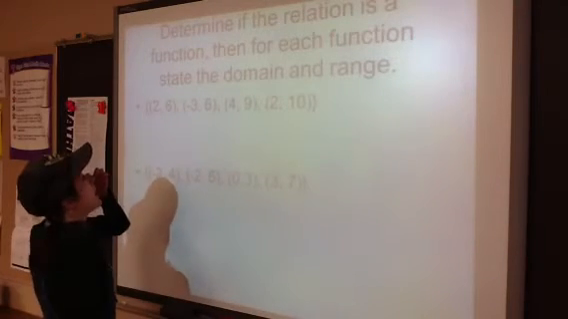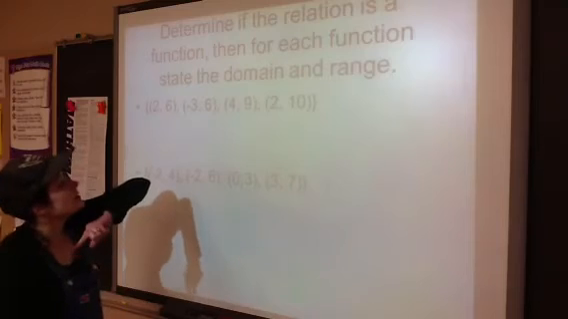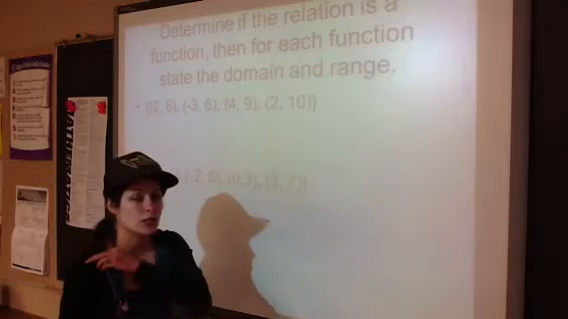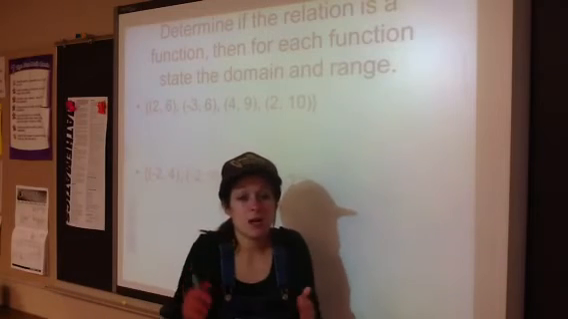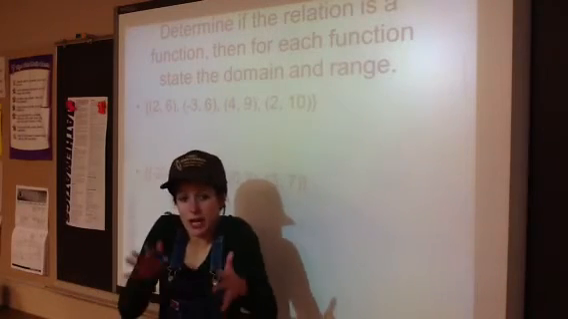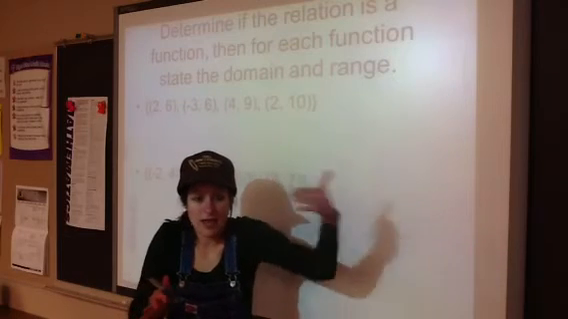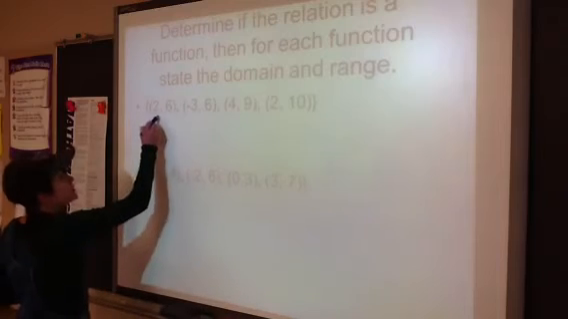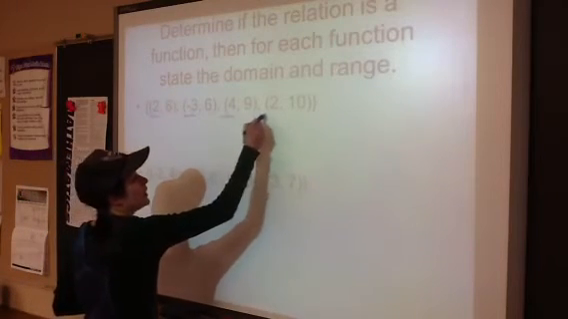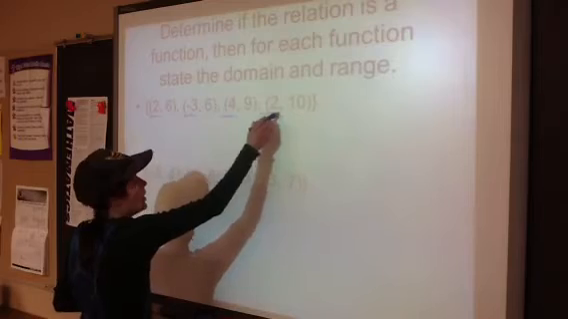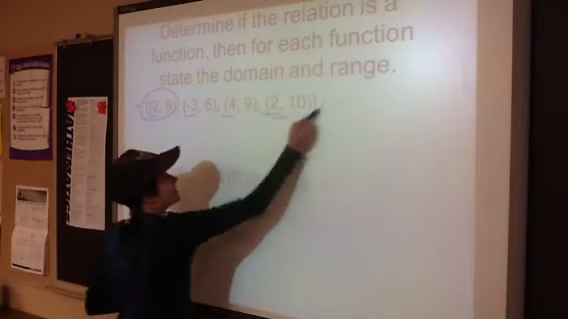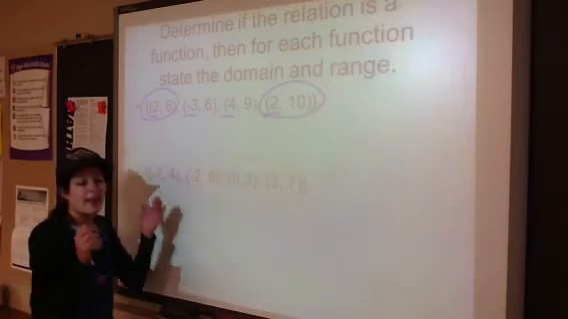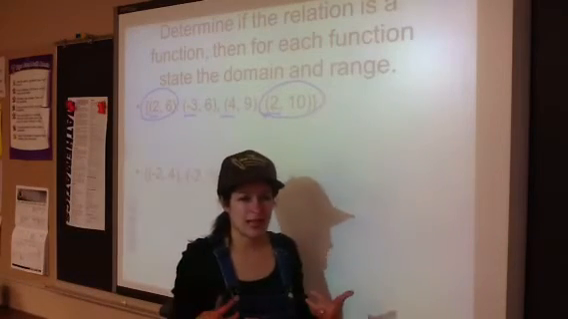All right, so determine if the relation is a function, then for each function state the domain and range. We learned in World of Functions that in order to be a function, your x value cannot repeat itself and have a different y output. So here we got 2, -3, 4, and 2. Uh-oh, I said 2 twice. This one is (2, 6). This one is (2, 10). That means they have different y values for the same x value.